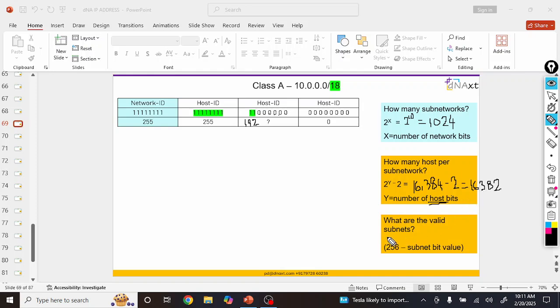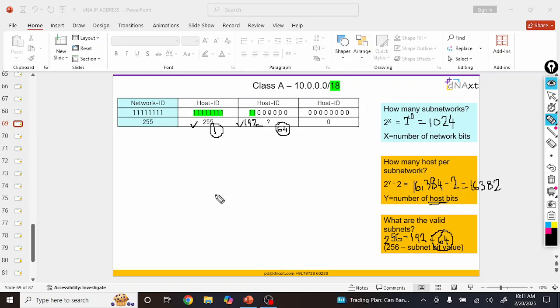What will be the increment? The increment will be in 2 octets, as we have borrowed bits from the 2 octets, that is, second and third. So an increment of 1 will be there in the second octet, 256 minus 255, and an increment of 64 will be there in the third octet. So 256 minus 192 is 64. So an increment of 64 will take place in the third octet.